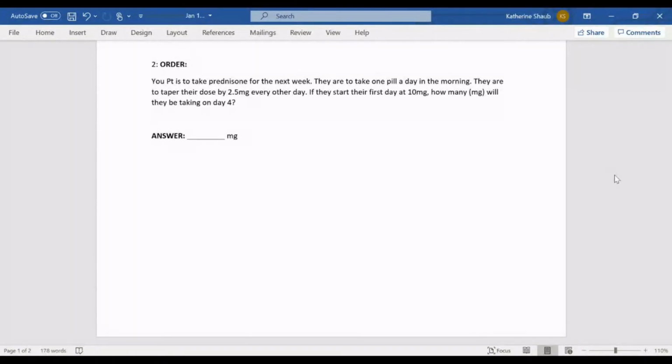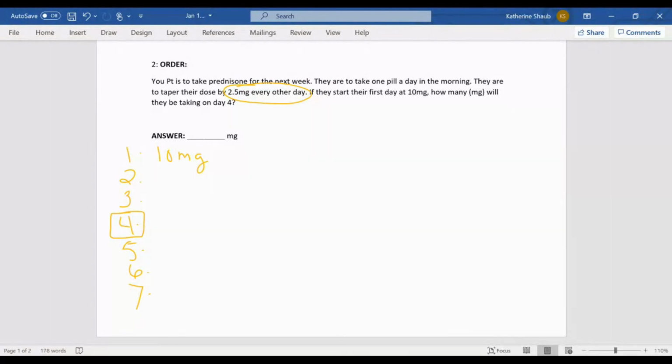So for questions like this, I always find it easiest to just write out the entire week. So I am just going to write out the days. 1, 2, 3, 4, 5, 6, and 7. The first day they are starting at 10 milligrams. And they are tapering it down, you can see, by 2.5 every other day. The big one is you want to know how much they will be taking on day 4.